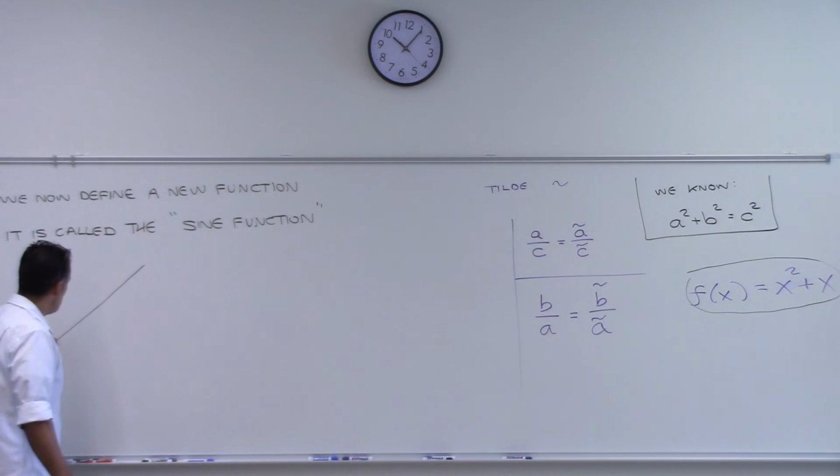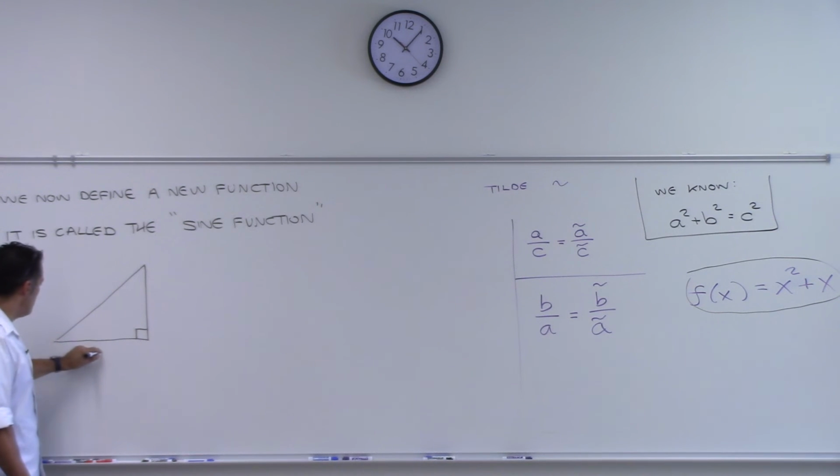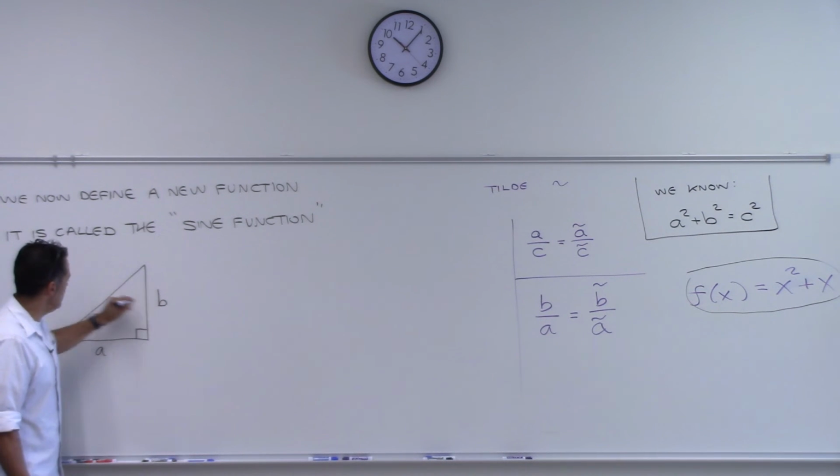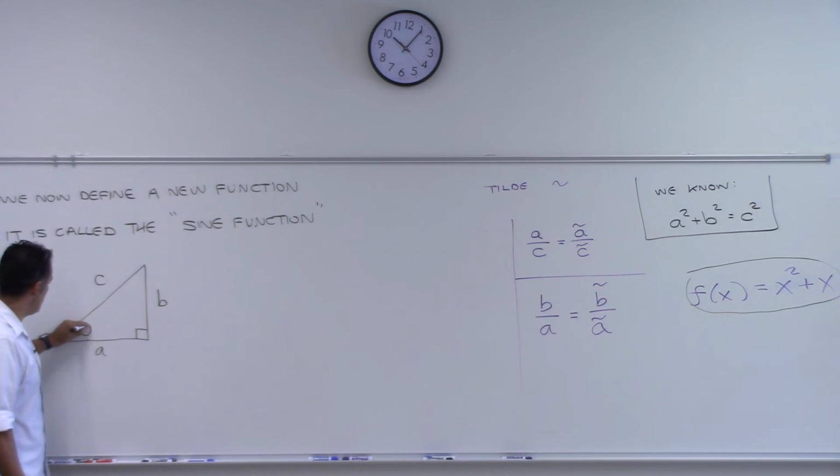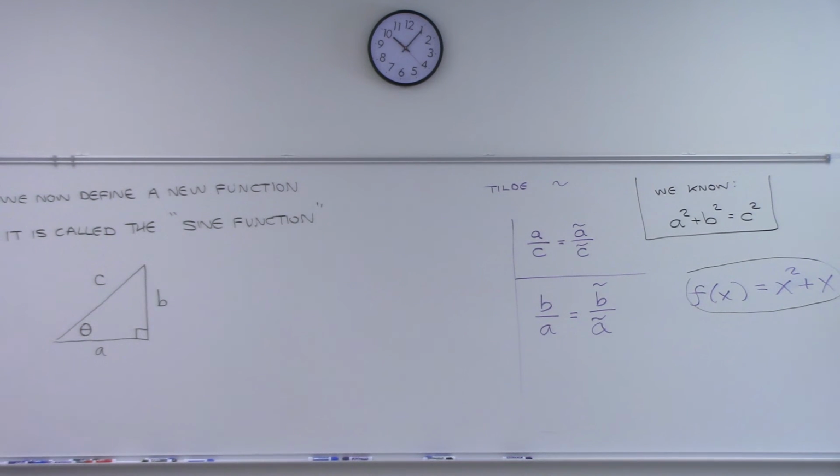We're going to draw a right triangle. We're going to call this side A, this side B, this side C, and this theta. That's the picture I just drew a second ago, right?